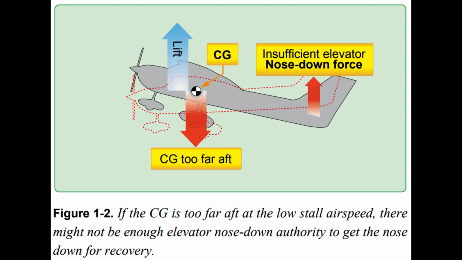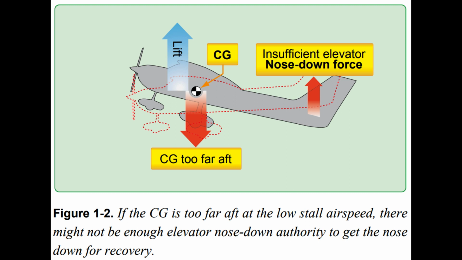If the CG is too far aft, it is too near the center of lift, the airplane is unstable and difficult to recover from a stall. Figure 1.2. If the unstable airplane should enter a spin, the spin could become flat, making recovery difficult or impossible.